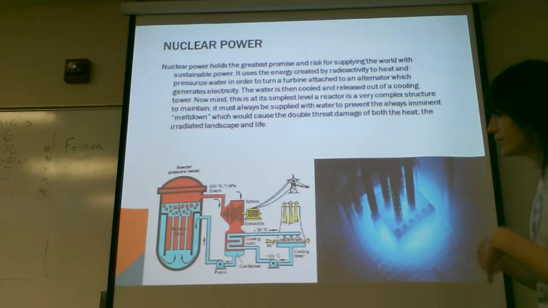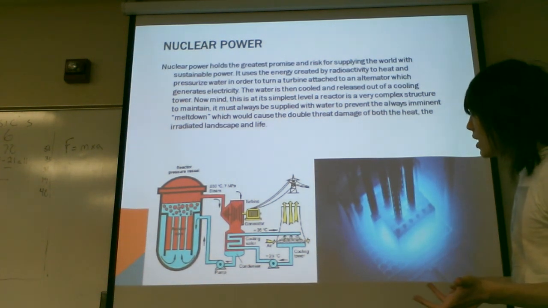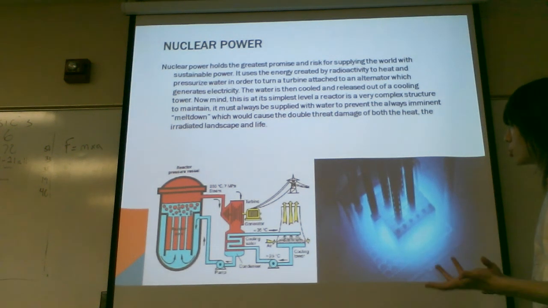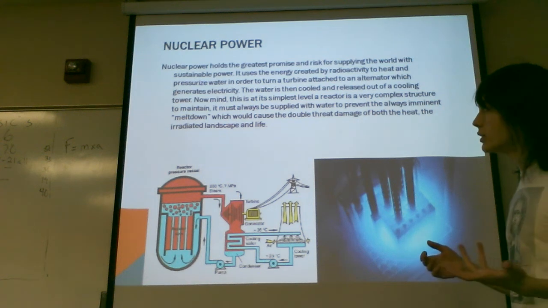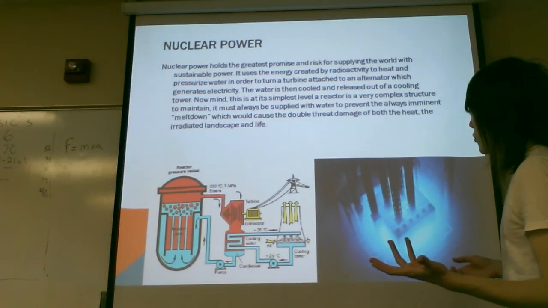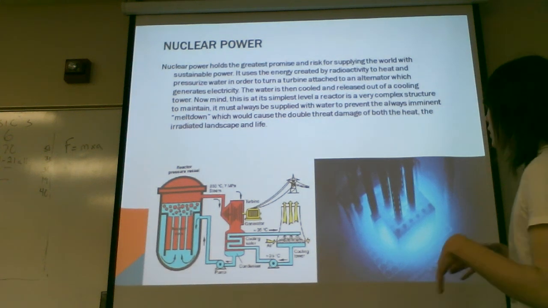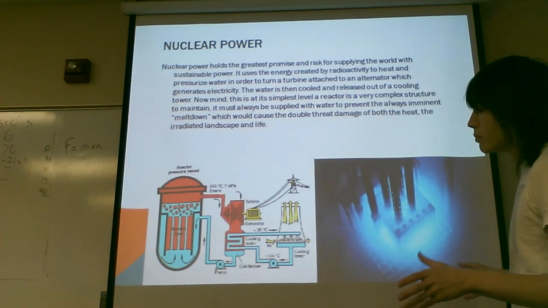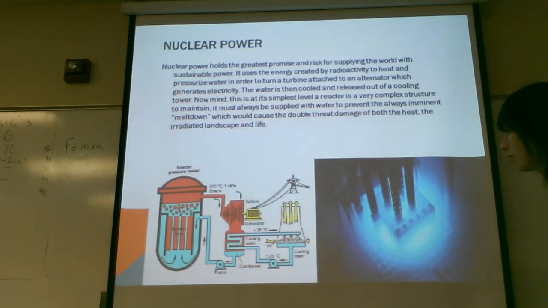Now, mind you, this is the simplest level. A reactor is a very complex structure to maintain. It must always be supplied with a fresh amount of cool water to prevent the always imminent meltdown, which would cause the double threat of both the immense heat it releases, and the irradiated landscape and life, which would kill pretty much all life. Next.